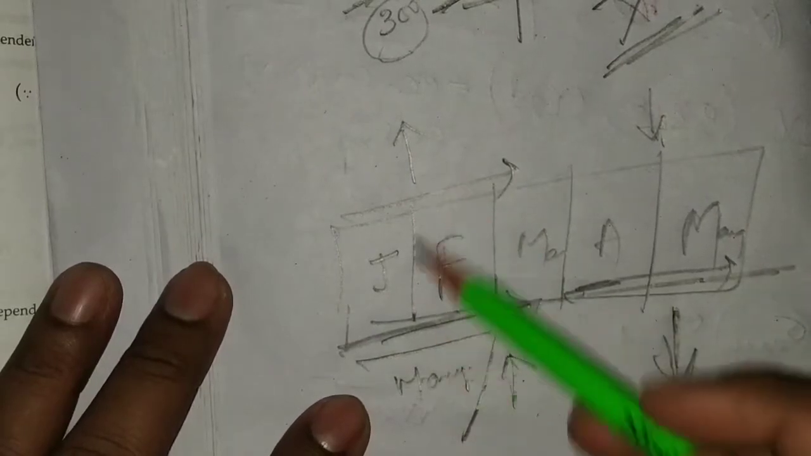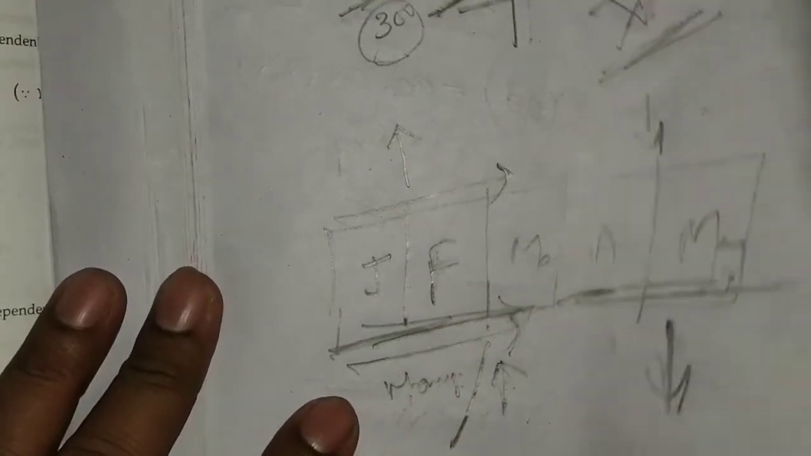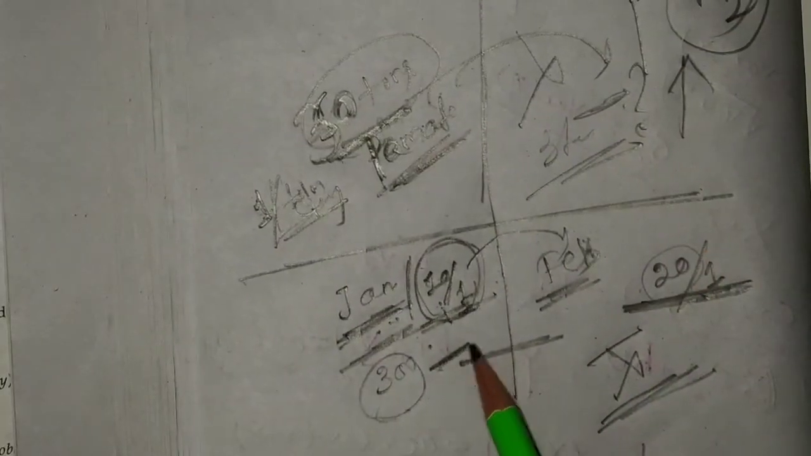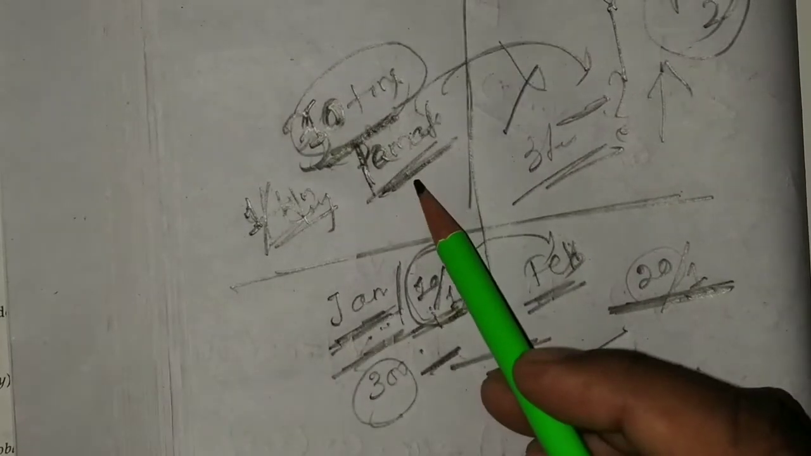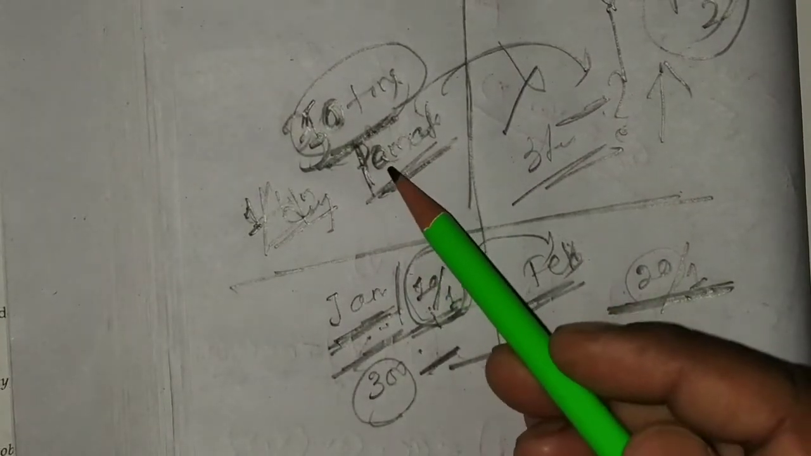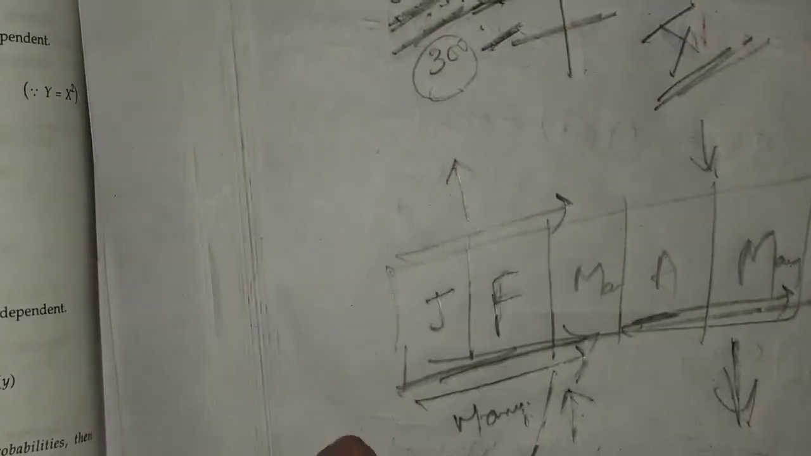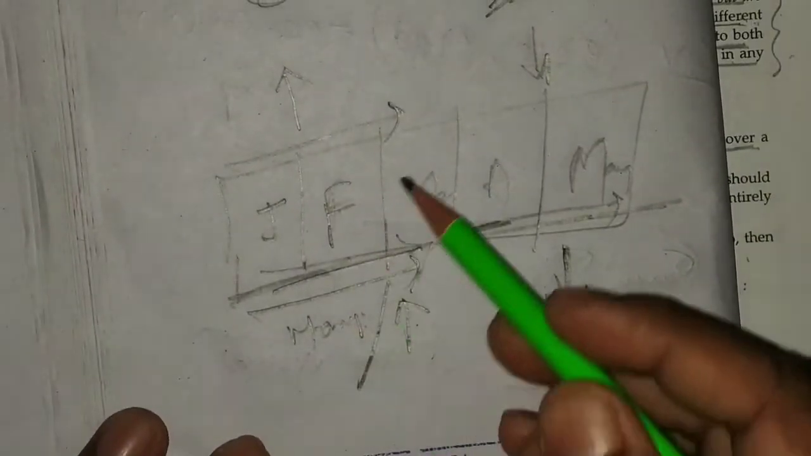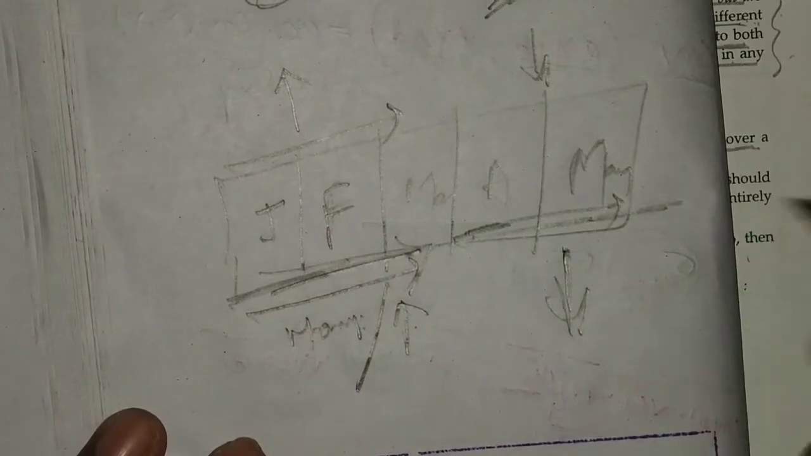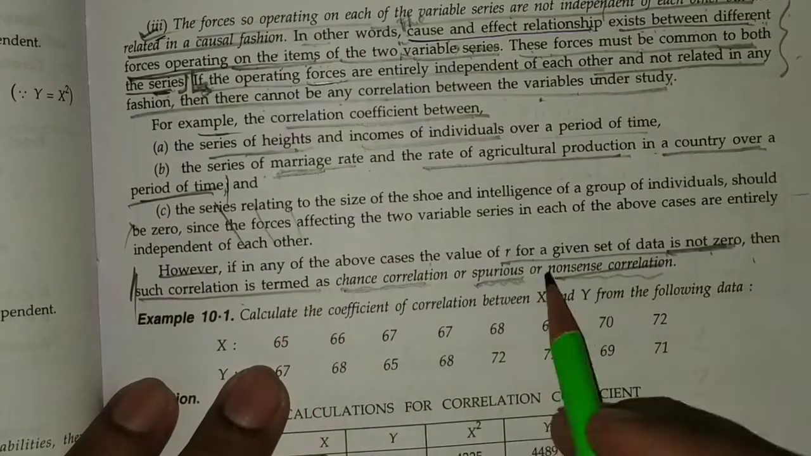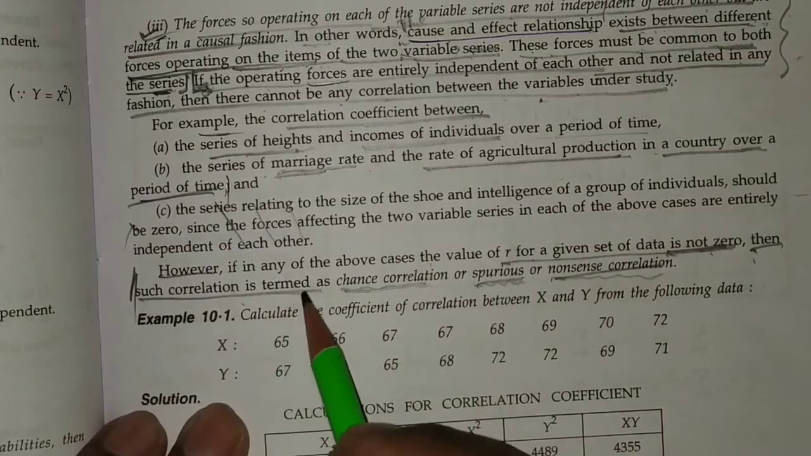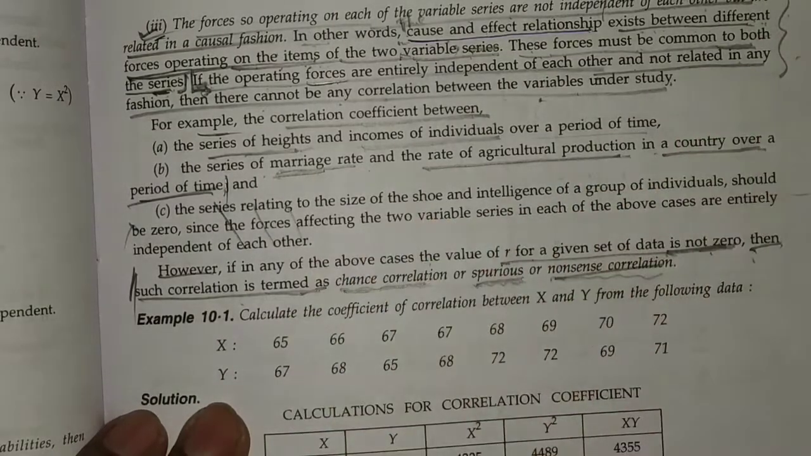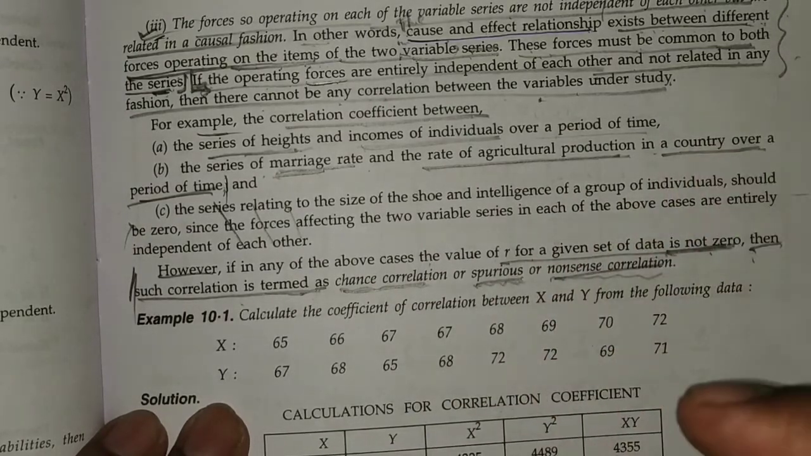But as we saw, the agent for increasing the marriage rate and the agent which is increasing the rate of agricultural product are both different, right? So if somebody somehow got a relation between these two random variables, then such correlation is called chance. By chance it is correlated, or spurious correlation, or nonsense correlation we can say.